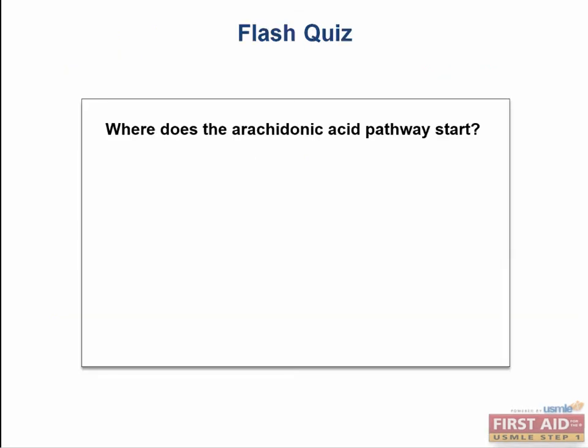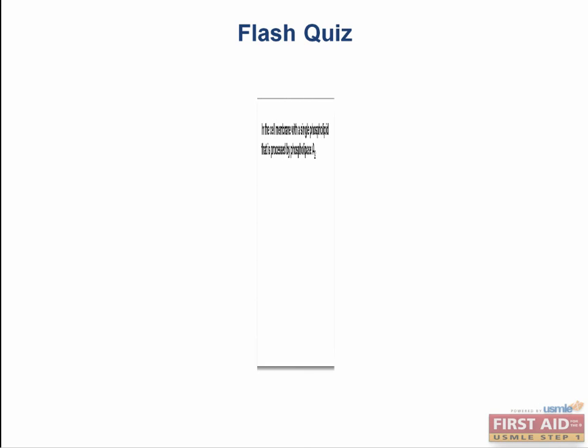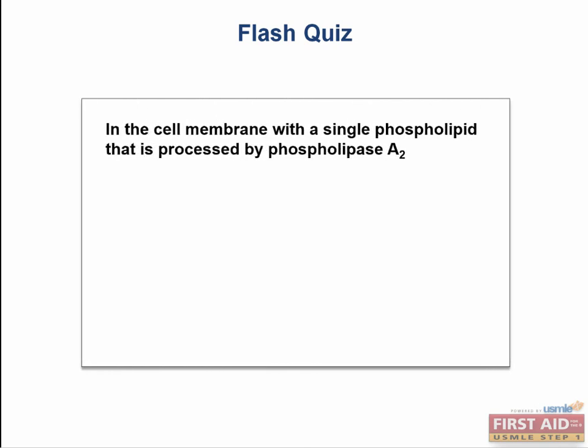Flash quiz. Where does the arachidonic acid pathway start? In the cell membrane with a single phospholipid that is processed by phospholipase A2.